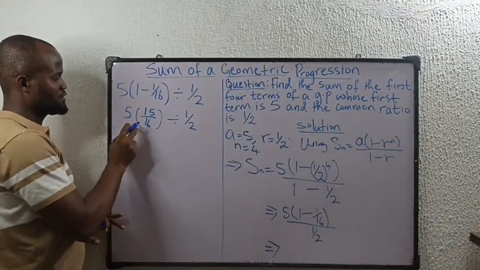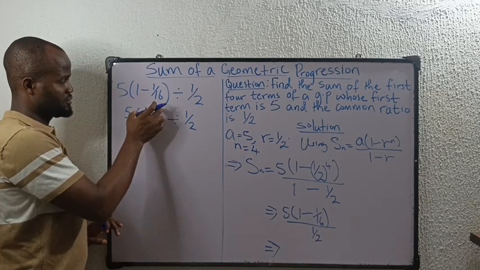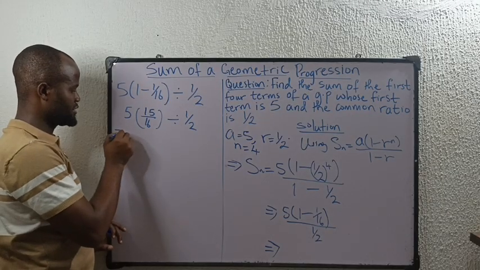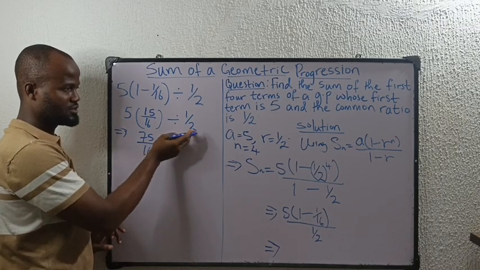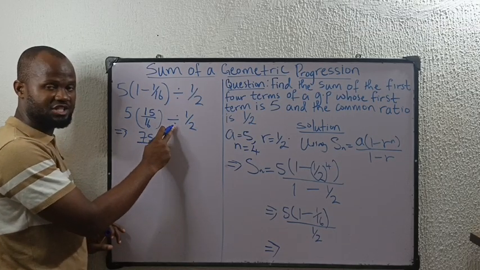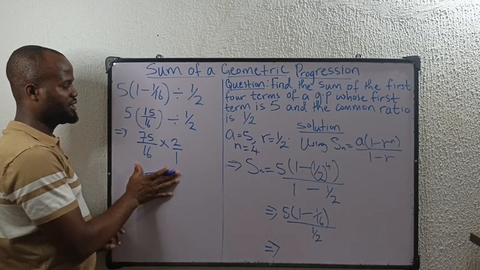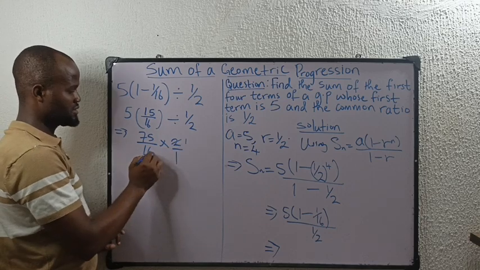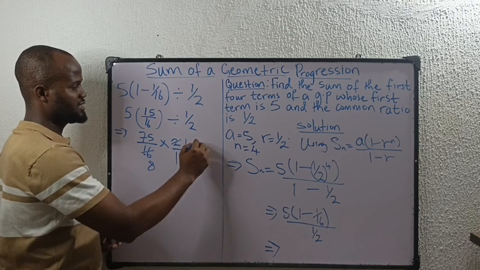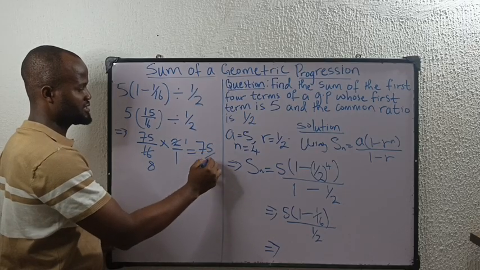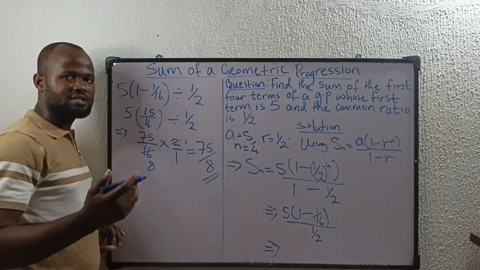So now that we have this, we can go ahead and multiply this 5 by 15 so that we can resolve the bracket. And that gives us 75 divided by 16 times, so this one switches because the divide changes to times. And that becomes times 2 over 1. Now here, 2 goes into itself once and 2 goes into 16 8 times. So that means our final answer is 75 over 8. That is the sum of the first 4 terms. Let's take another example.